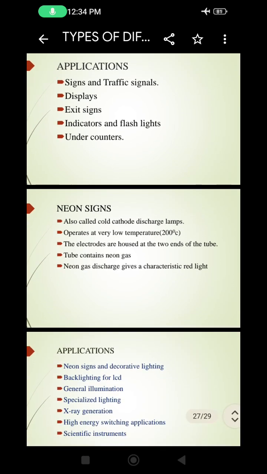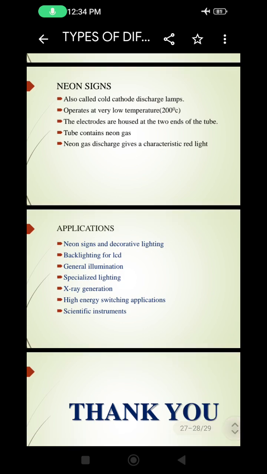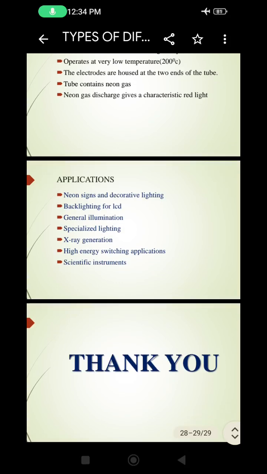Then neon signs. They are also called cold cathode discharge lamps, and they operate at a very low temperature, approximately 200 degrees Celsius. The electrodes are housed at the two ends of the tube. The tube contains neon gas. Neon gas discharge gives a characteristic red light. The applications are neon signs and decorative lighting, backlighting for LCDs, monitors, general illumination, specialized lighting, X-ray generation, high energy switching applications, and scientific instruments such as AAS, atomic absorption spectroscopy, etc.